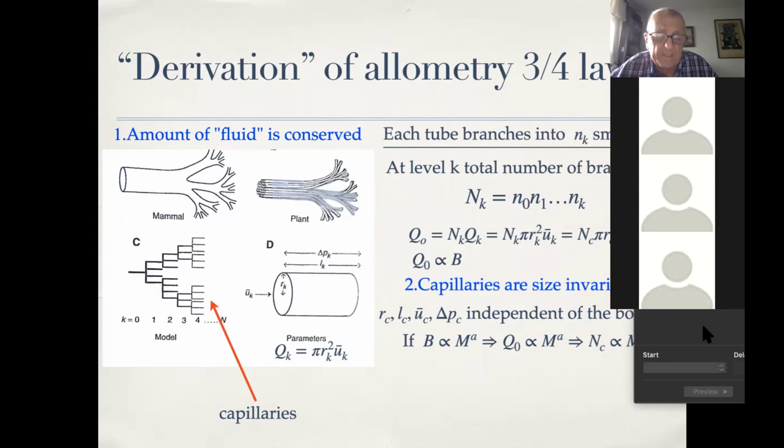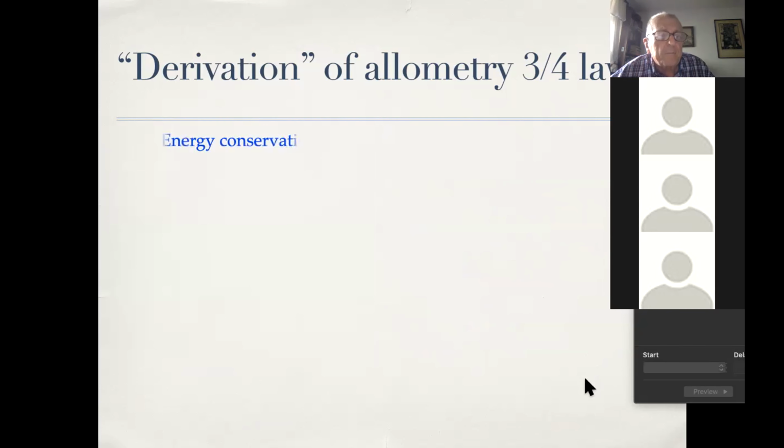So if I make this assumption, then because the metabolic rate is proportional with exponent A to the mass, the flow at the zero level of my network is proportional to the mass with exponent A. And from that equation, Q on the top, the number of tubes in a capillary layer is also proportional to the mass with exponent A.